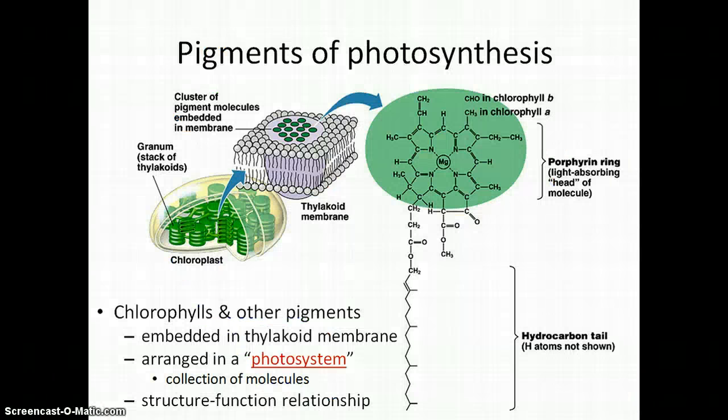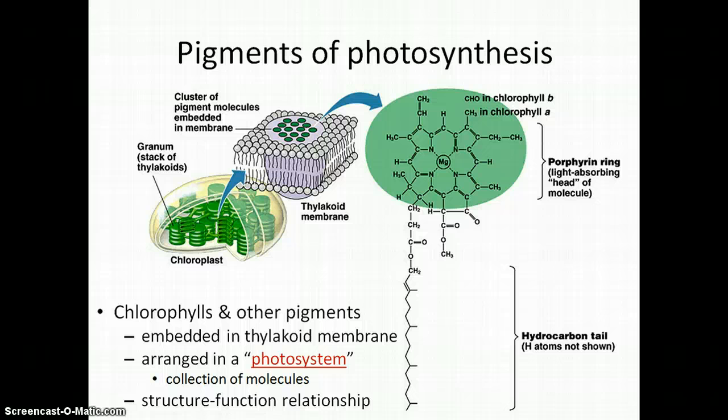So the first part of that light reaction is going to require the pigments of photosynthesis, or the pigments found in plants, to actually do the absorbing of that light energy. So again, looking at a macro to micro view of the chloroplasts, you can see the stack of thylakoids, then the cluster of pigment molecules that are embedded within the membrane of the thylakoid, and then there's actually the chemical structure of those pigments.